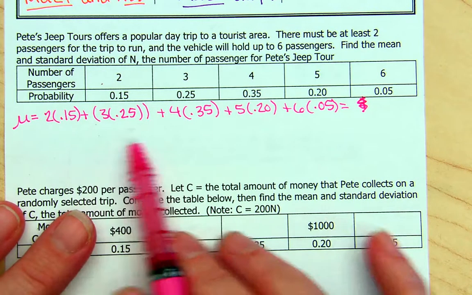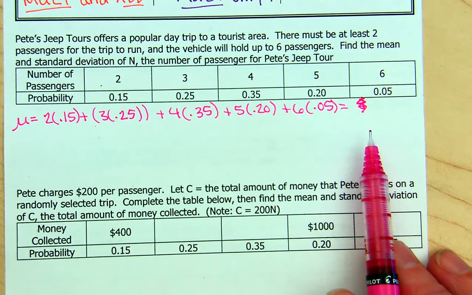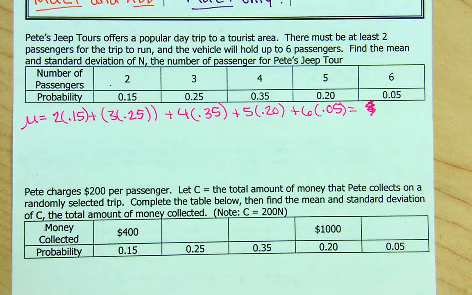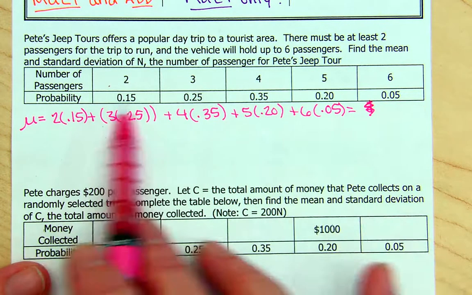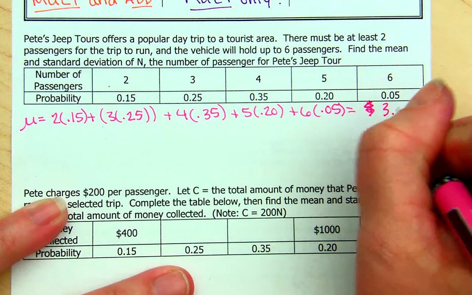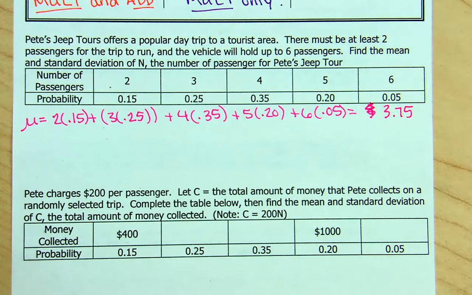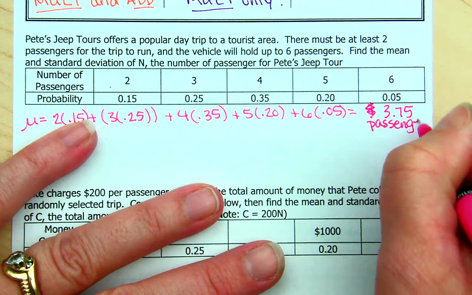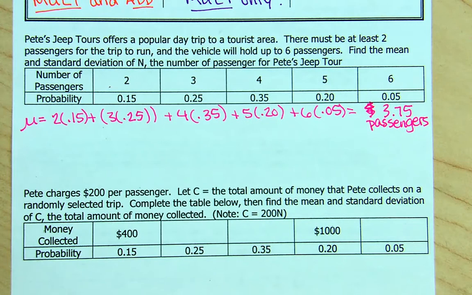Okay, so hopefully you remember this. We did a lot of these whenever we were doing that review on Friday. So if you wanted to do this quickly on your calculator, how would you do that? Put this top row in L1, bottom row in L2, and then do one-var stats, L1, L2. This should give us 3.75 passengers. So on average, they have 3.75 passengers per tour.